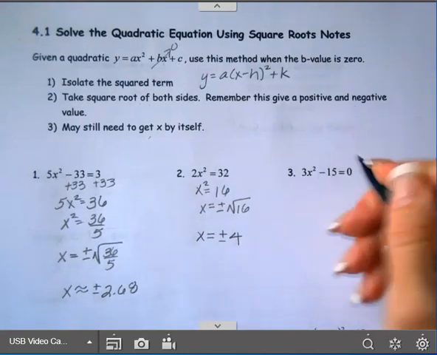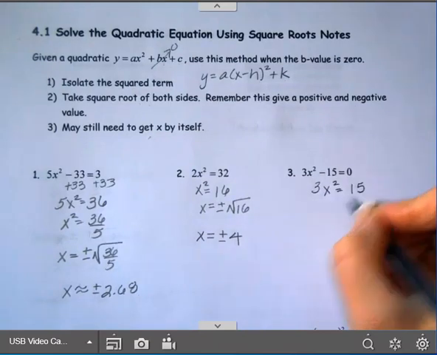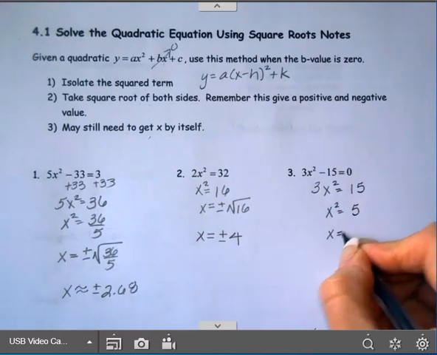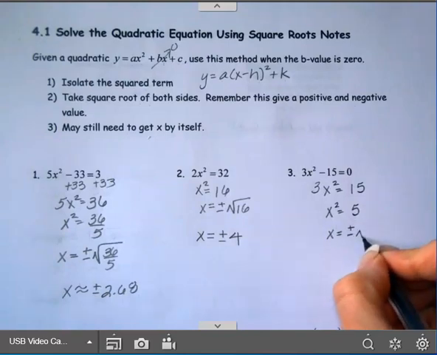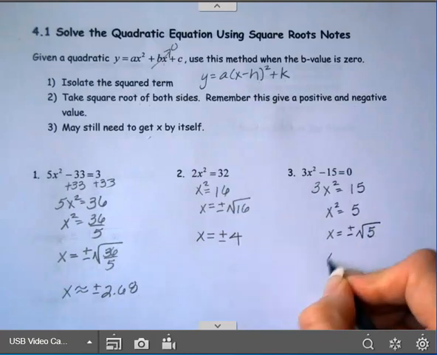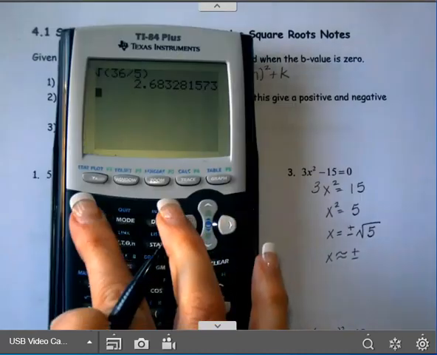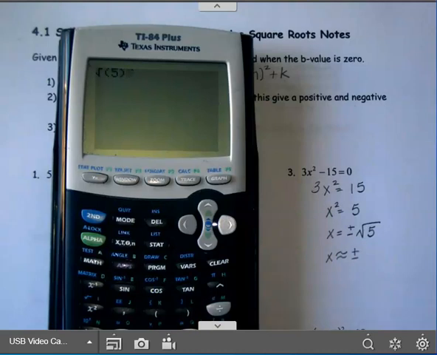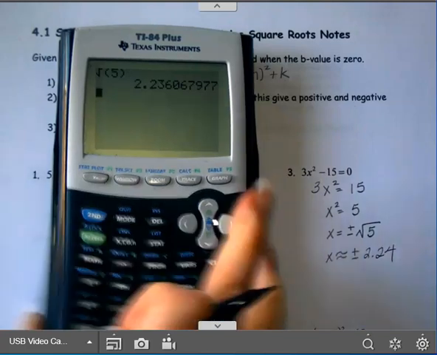On the next example, you need to get your square term by itself. Divide by 3. To undo a square, you're going to use a square root, so plus or minus when I do that. And then this is going to be approximately, so square root of 5 gives you about 2.24. I'm going to just round these to the nearest hundredth.